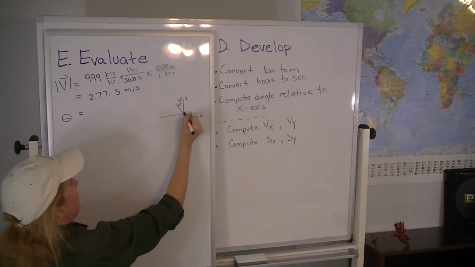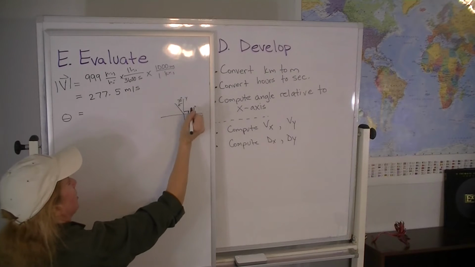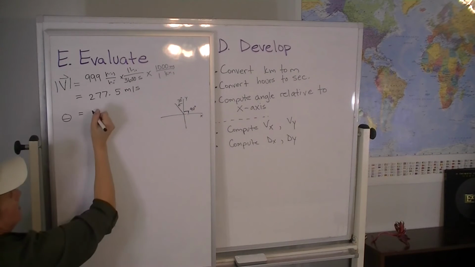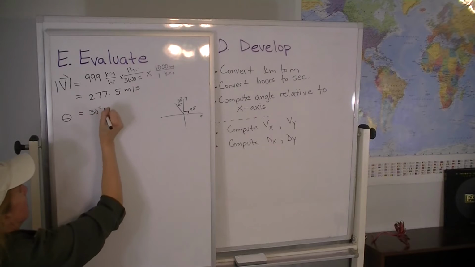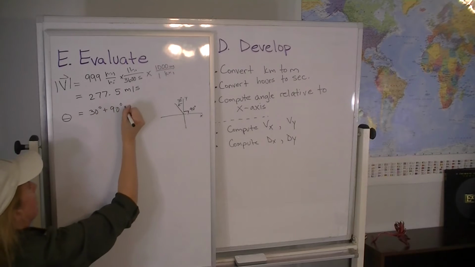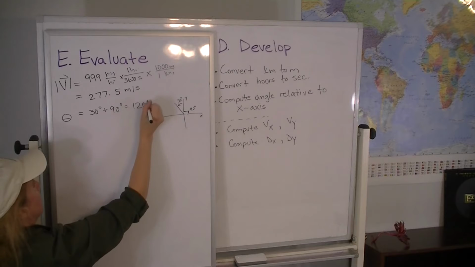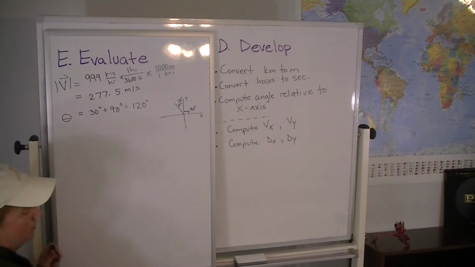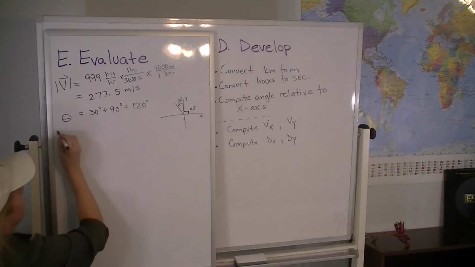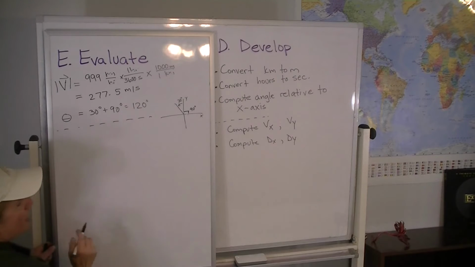We're going to add this 90-degree angle to the 30 degrees. And that's going to be 30 degrees plus 90 degrees, 120 degrees with respect to the x-axis. All right, now we're ready to compute our x and y components of velocity.